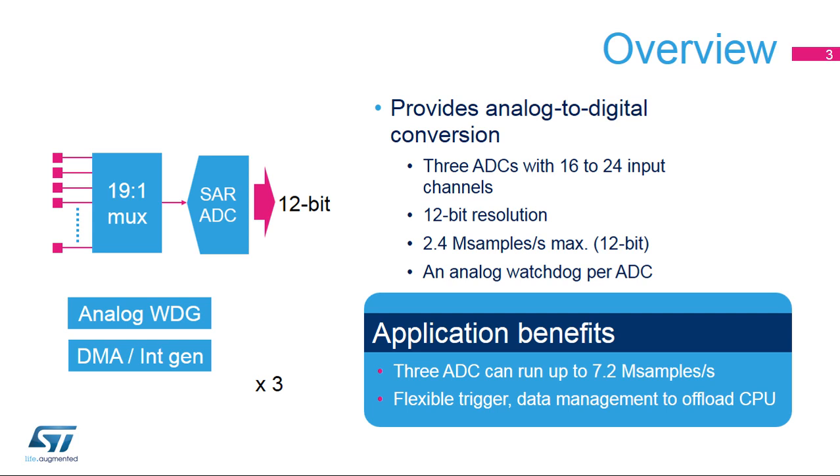There are 16 to 24 analog inputs available across the three ADCs. The ADC module itself is a 12-bit successive approximation converter. The sampling speed is 2 megasamples per second. Each ADC module integrates an analog watchdog. The data can be made available either through DMA movement or interrupts. There are a number of triggering mechanisms, and the data management can be configured to minimize the CPU workload.